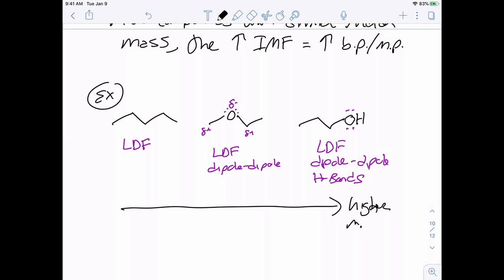higher melting points and boiling points. So my propanol compared to my ethyl methyl ether compared to my pentane, they're going to have higher melting point and boiling points as you go towards that alcohol.